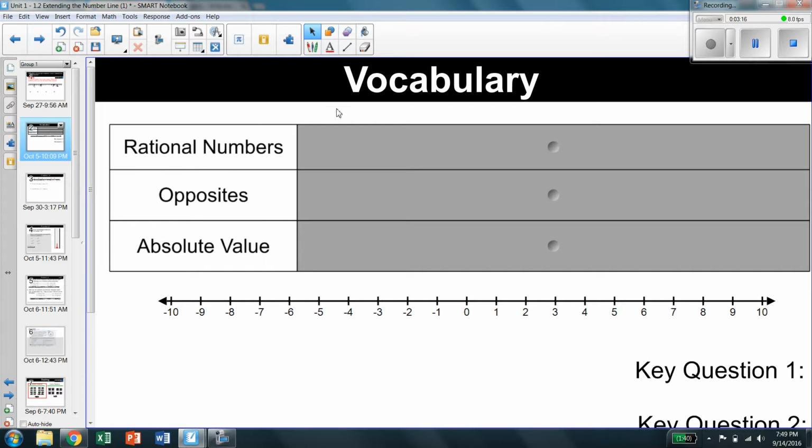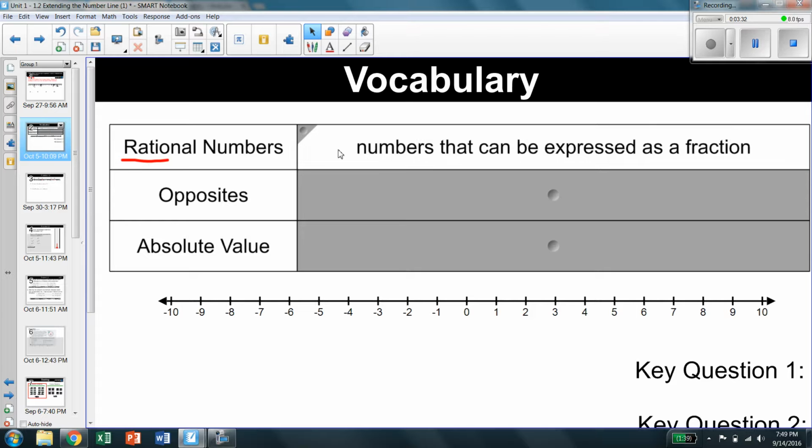So last class, we discussed rational numbers, and if we look at the word rational, that kind of gives us a hint as to what it means. We see the word ratio in rational, and we know that ratios are really just fractions. So anything that can be expressed as a fraction is a rational number.